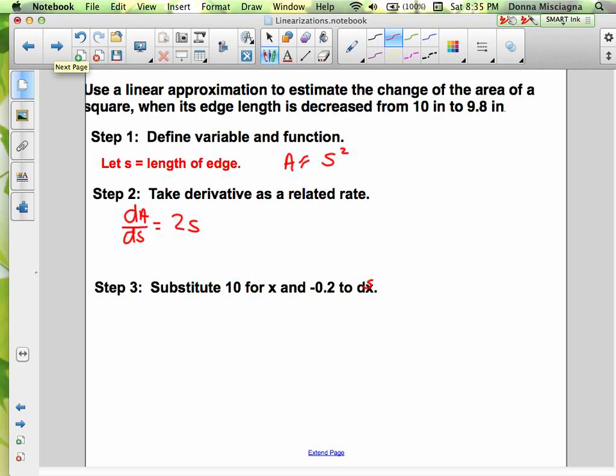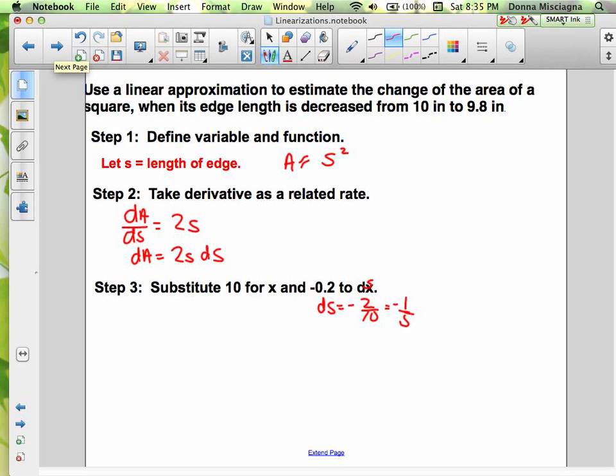And now to make this derivative be a differential, all you have to do is move that dS over. So dA equals 2s dS. And now we can calculate how much the area will change if we decrease the side length by 0.2. All right, so I'm going to write this dS as negative. So if it's negative 2 over 10, that's the same as negative 1/5. I think that'll be easier on the calculating.